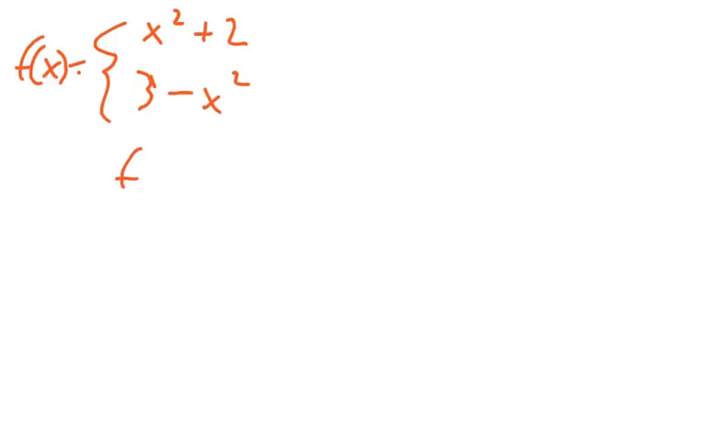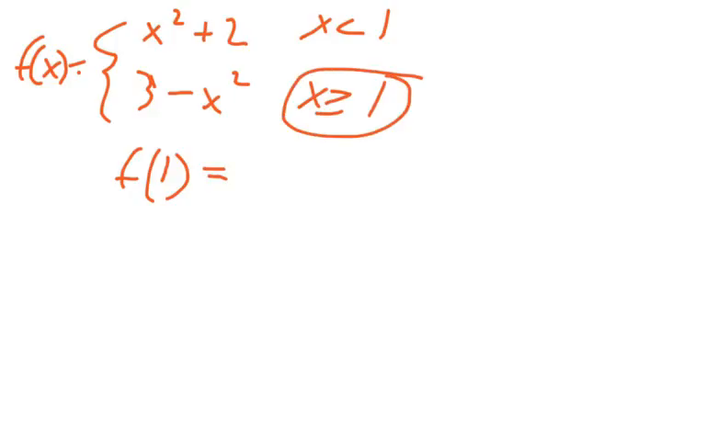Alright, for this particular problem, we're trying to find out what f of 1 is. So I'm going to use this one right here, because it's got the or equal to sign. So we got 3 minus 1 squared, which is 2, and that will be all for this video.